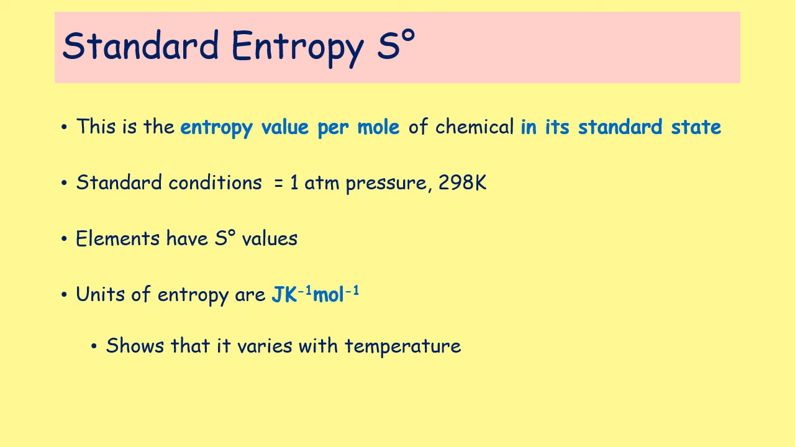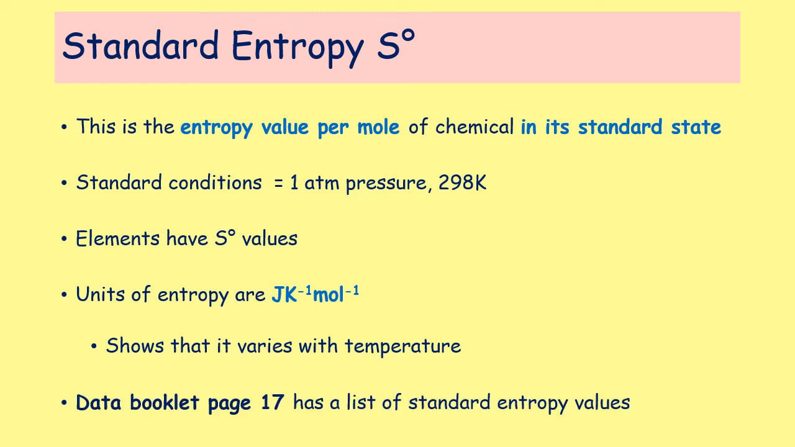So if we are looking at both, we might need to either turn enthalpy into joules in order to relate enthalpy and entropy together, or convert entropy into kilojoules to make it comparable to enthalpy. The second thing is that we've got this element of Kelvin to the -1, and that is because the temperature always affects entropy, and so the entropy is changed depending on the temperature. So that's reflected in the units. And as I said, data booklet page 17 gives you a list of standard entropy values.